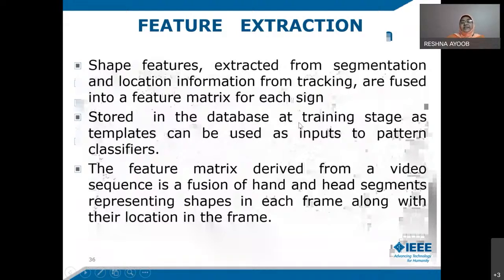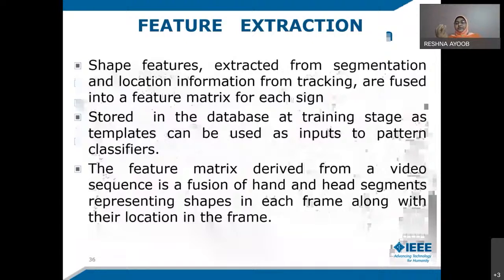It is stored in a database at the training stage as templates and can be used as input to the pattern classifier. And this feature matrix is derived from the video sequence, and it is a fusion of hand and head segments representing the shape in each frame along with their location and scale. Each of these features is invariant to any scaling, rotation, or translation of the image.